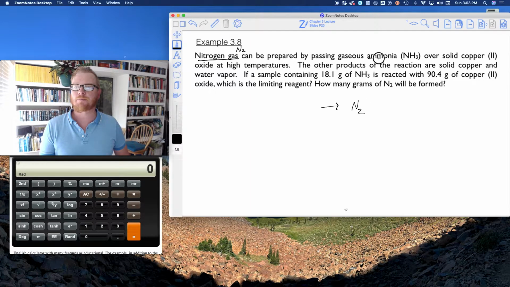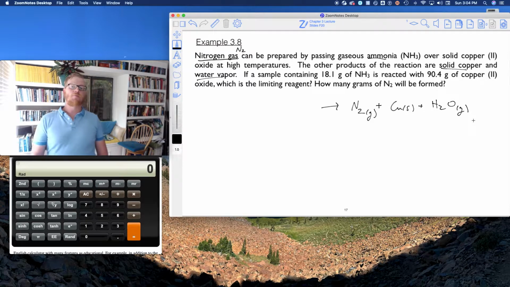By passing gaseous ammonia over solid copper(II) oxide at high temperature. The other products of the reaction are solid copper and water vapor. So that tells me my other products are solid copper, so I'll write Cu solid. We know that this is nitrogen gas, so I have to put that g down there for gas. And they also tell us the other products are solid copper and water vapor. So I know water vapor is H2O gas. Okay, there's my products.